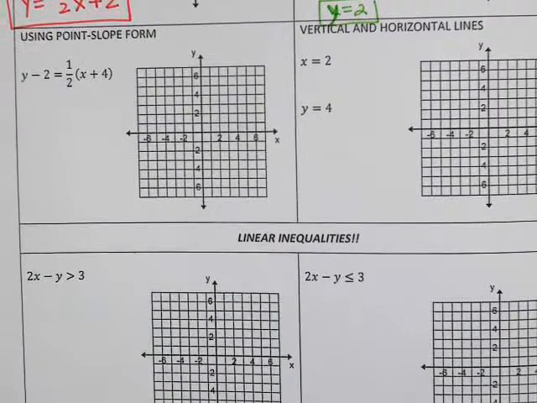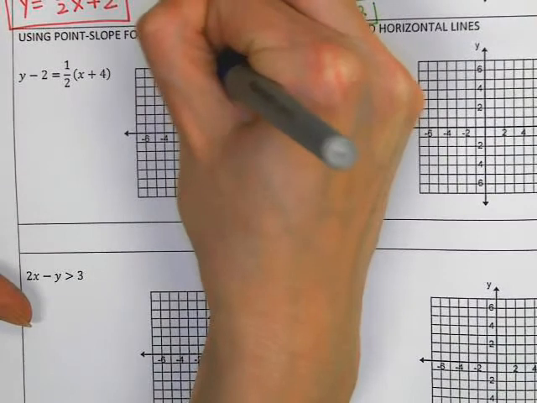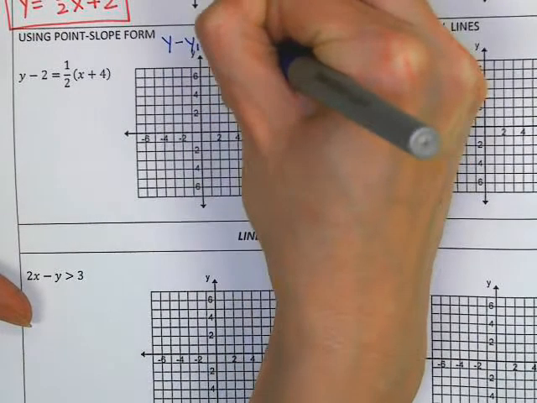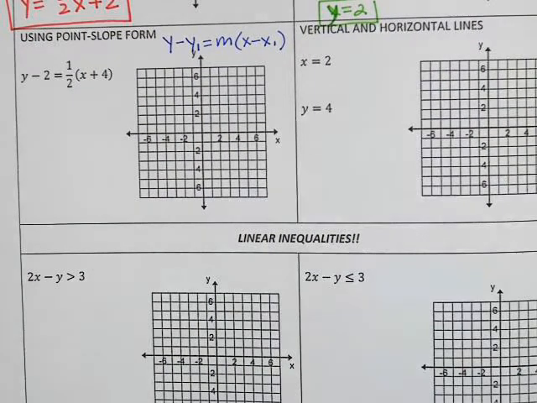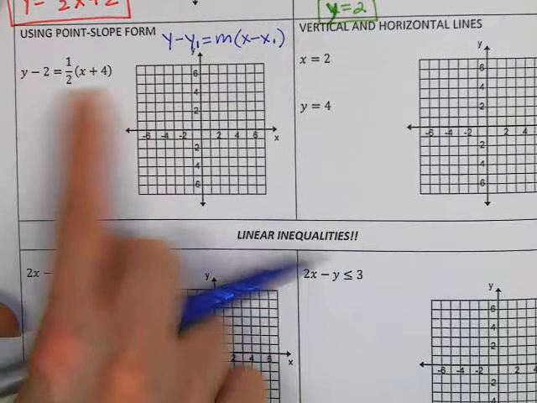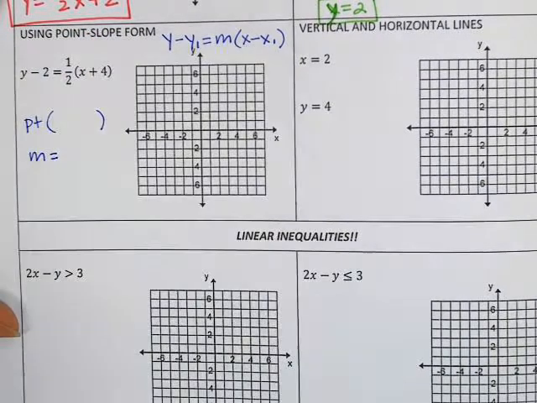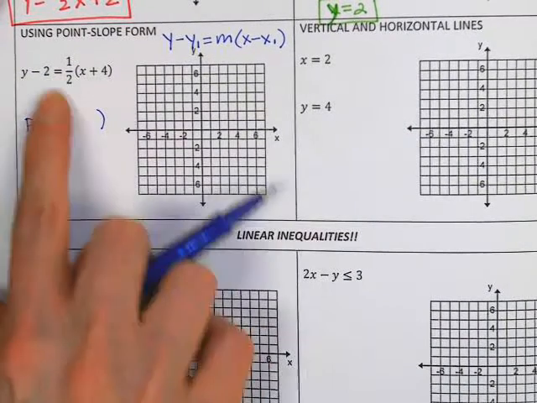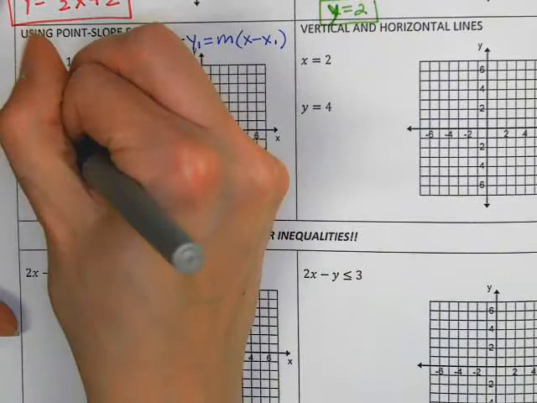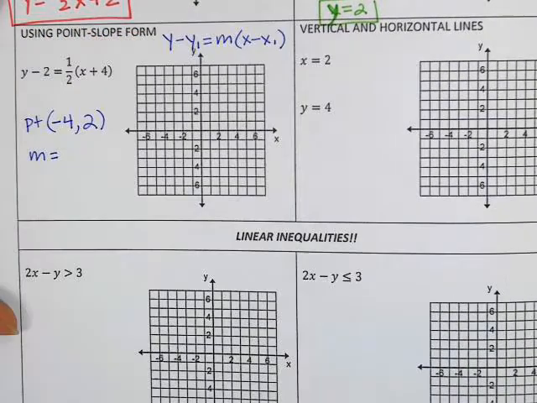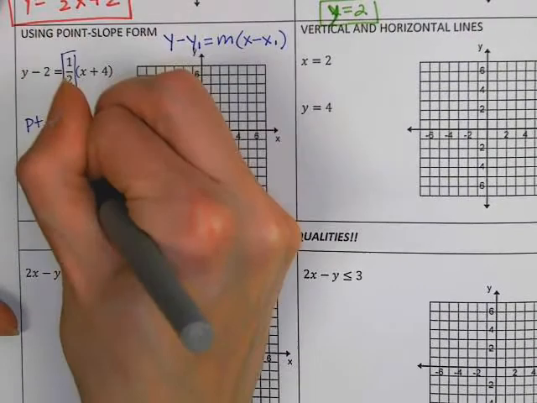Then we learned point-slope form, and just a reminder, that was y minus y1 equals m times x minus x1. All right, so when you're given it in this form, start by finding the point and the slope that are given. So the point is always the opposite of x, the opposite of y. So it's actually negative 4 comma positive 2. And then the slope is this number out front, so 1/2.